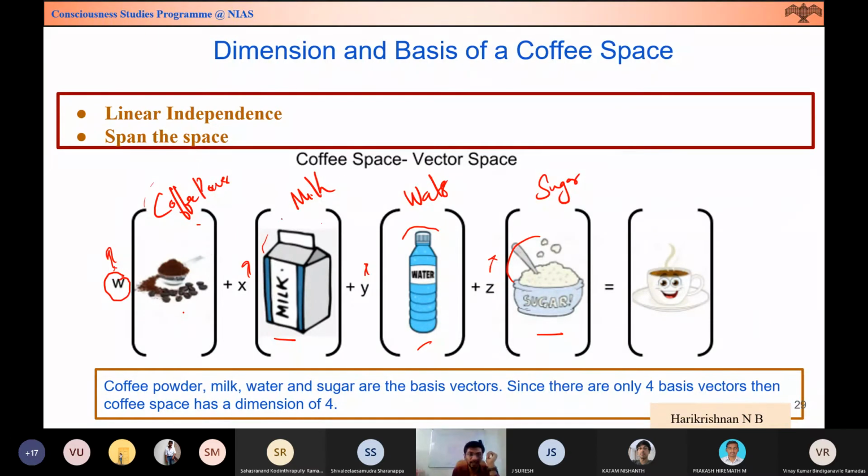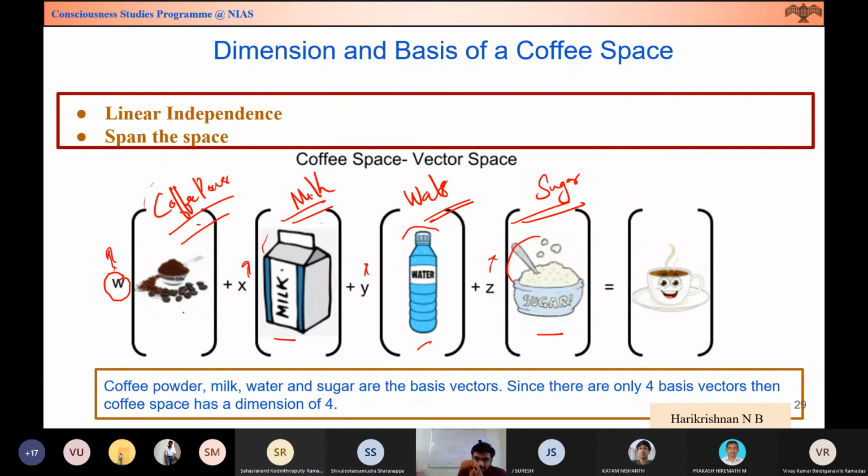So that means, since they are linearly independent, they span the entire coffee space. So coffee powder, milk, water, sugar can be seen as basis vectors that span the entire coffee space. Now the question is, what is the dimension of this vector space? Dimension of coffee space. Since there are 4 basis vectors which are linearly independent and which span the entire coffee space, we call this a 4-dimensional space. Because dimension is nothing but the number of basis vectors, and basis vectors are linearly independent and span the space. So this coffee space is a 4-dimensional space.